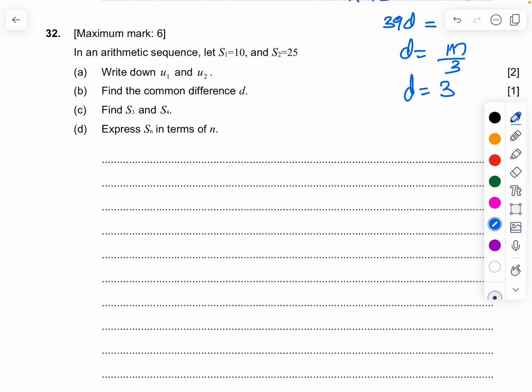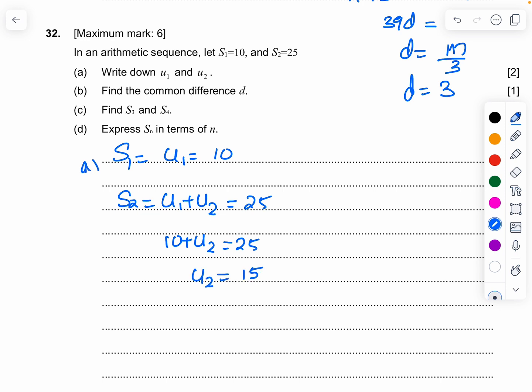Question number 32. S1 is given. S1 means U1, which is 10. S2 means U1 plus U2, given as 25. U1 is 10, so 10 plus U2 equals 25. So what is U2? It is 15. This is part A. Part B, common difference. Common difference is U2 minus U1, which is 15 minus 10, which is 5.